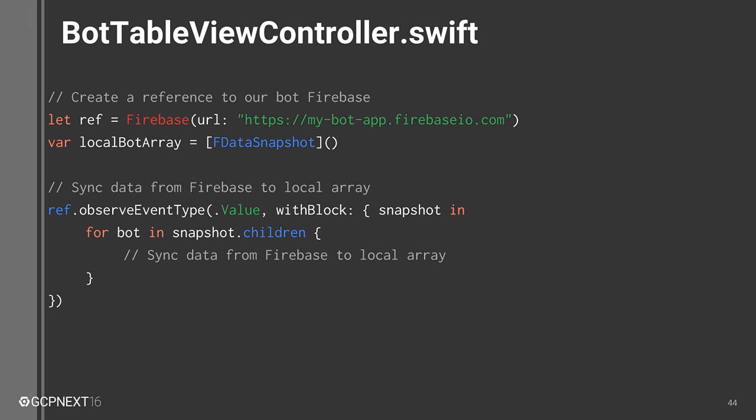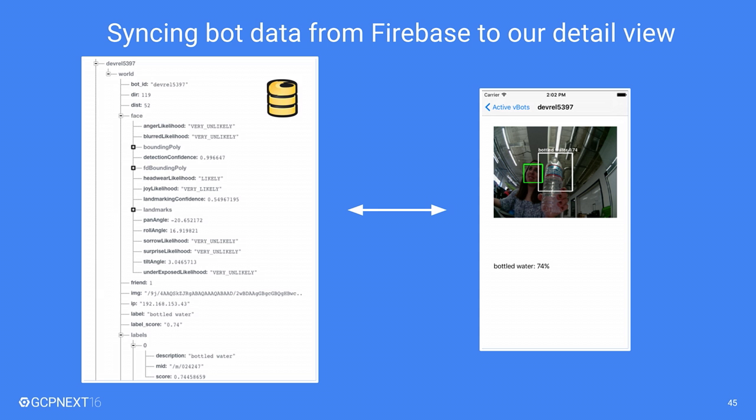And this is a simplified version of what the table view controller code will look like. So the first thing we're doing is creating a reference to our Firebase. And then we're going to create a local bot array of FDataSnapshot. FDataSnapshot is the data type of the snapshot that is returned from Firebase. And then what we want to do is sync that data from Firebase into a local array. So this is pretty similar to what I did before, but we're listening on the value event type. And then we're going to loop through all the bot IDs. So we're going to say for bot in snapshot.children, and then within this function, we're going to sync all the data to a local array. And I'll show you it in Xcode momentarily.